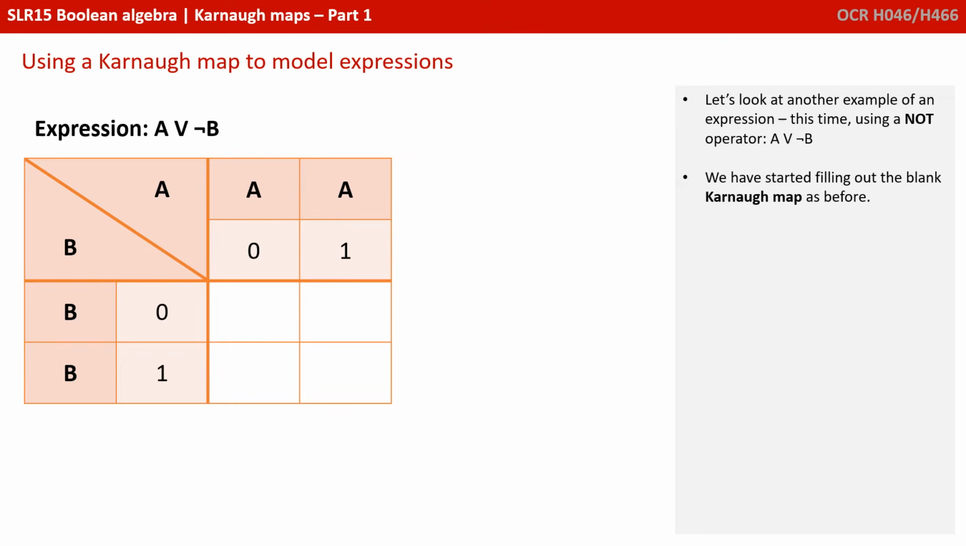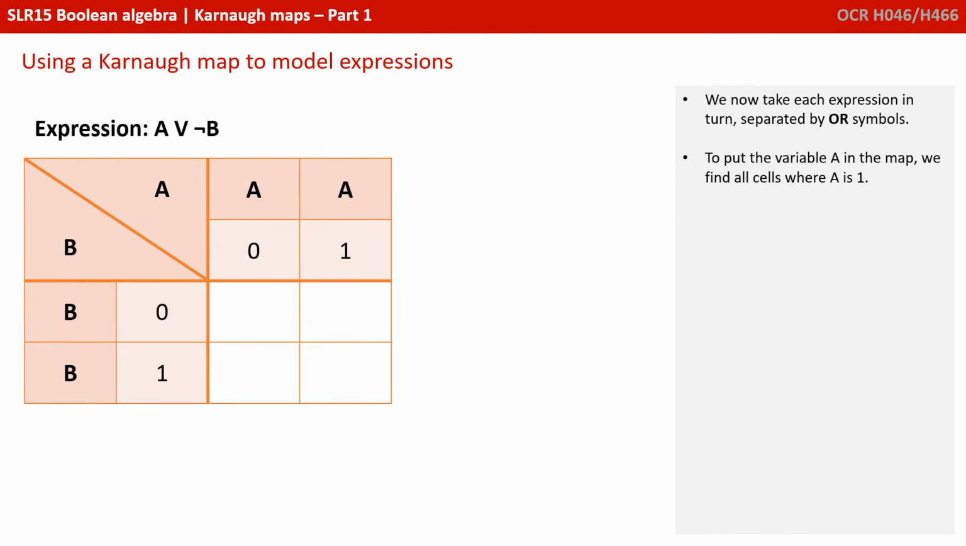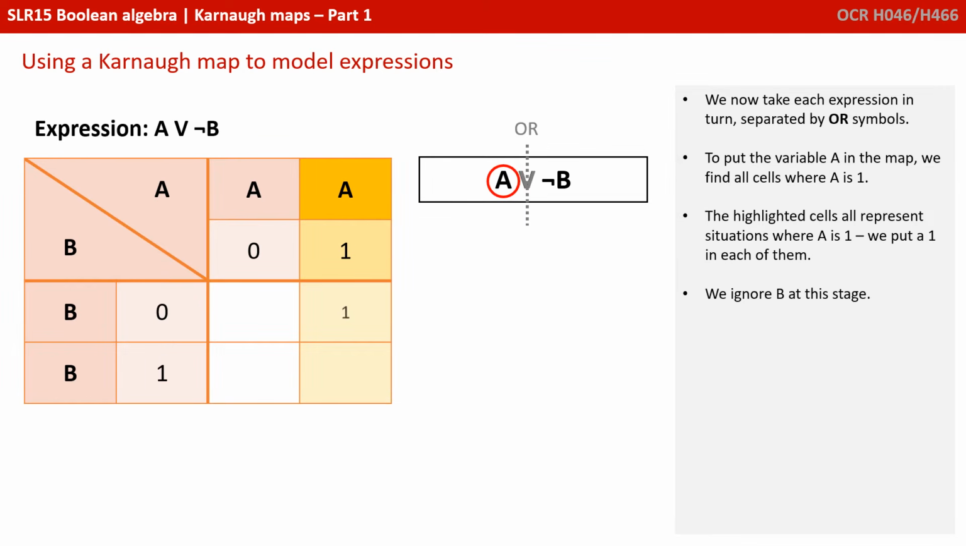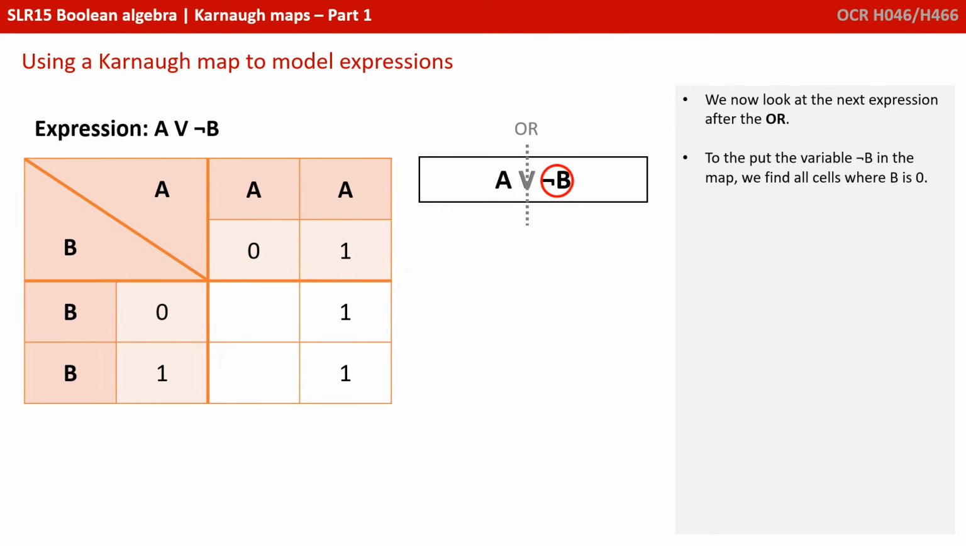Let's look at another example of an expression, this time using a NOT operator. Now we have A or not B, and we've started filling out the Karnaugh map as before, so it's nice and blank, ready to go. We now take each expression in turn, separated by the OR symbol. We start with the A, and we're going to find all the places where A is 1. Again, the highlighted cells represent this, so we put a 1 in each of them, ignoring B at this stage. So we move on to our next expression.